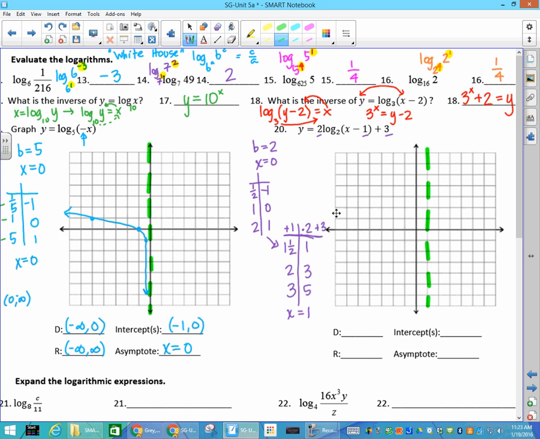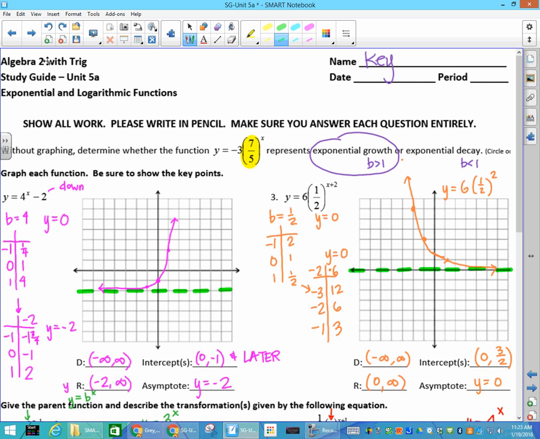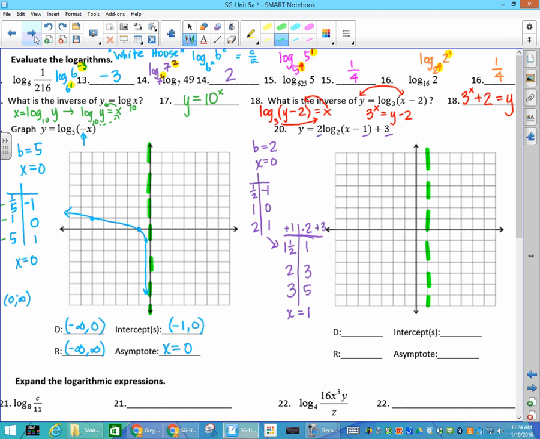And I do hope y'all realize your graph should always resemble this. It'll either look like this or it's going to look like these. And if it doesn't, then you have a mistake in your calculations. So try to check that.